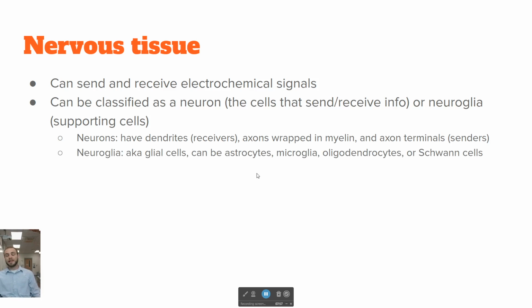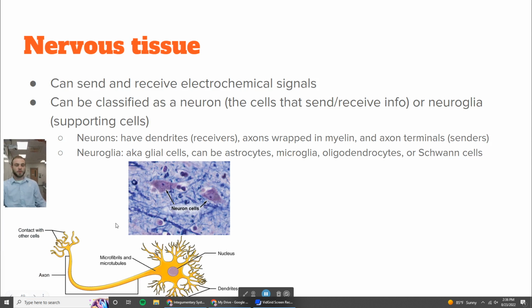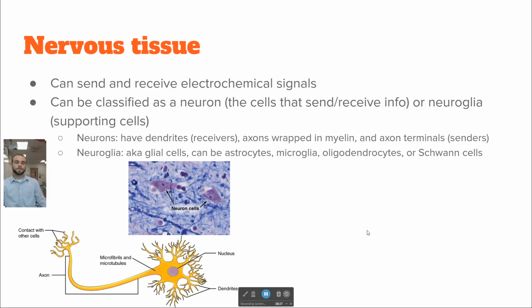Neuroglia are otherwise known as glial cells. You have lots of different types of glial cells: your astrocytes, microglia, oligodendrocytes, as well as your Schwann cells. You can see a general picture of a neuron here with the dendrites. Remember, these are receiving information. Once an impulse is received here, it will travel through the cell body and down the axon, and then it will end in these axon terminals, which connect to some other cell. They're not diagrammed here, but usually the axon is wrapped in myelin, which is a very fatty substance that allows the impulse to travel much, much faster.